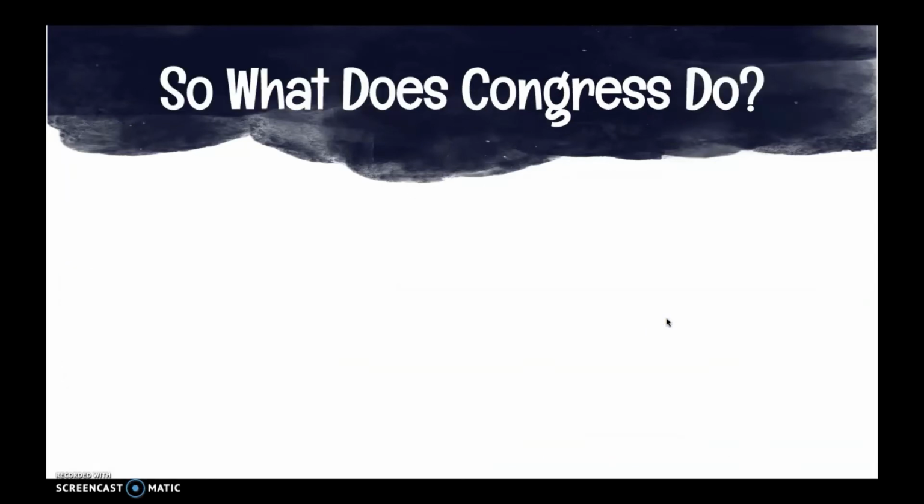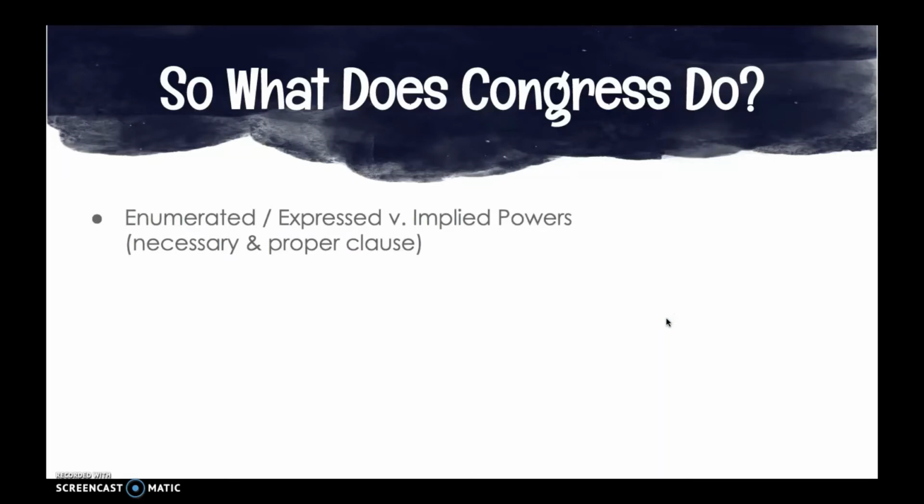So what does Congress actually do? We first need to start out with the Constitution and the powers that are given to it in the Constitution. Now, we have this idea of enumerated and expressed powers versus implied powers. To start, enumerated powers are specific powers granted to Congress, expressly written down in the Constitution in Article 1, Section 8. There are 18 of these total, and we will explore those in class.